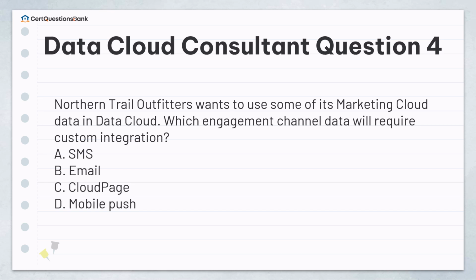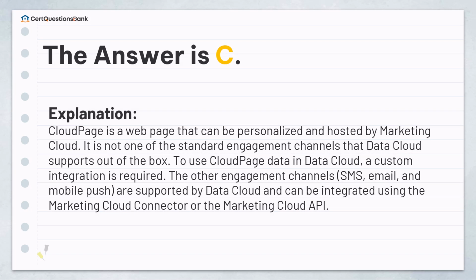Northern Trail Outfitters wants to use some of its marketing cloud data in Data Cloud. Which engagement channel data will require custom integration? A. SMS. B. Email. C. Cloud page. D. Mobile push. The answer is C.